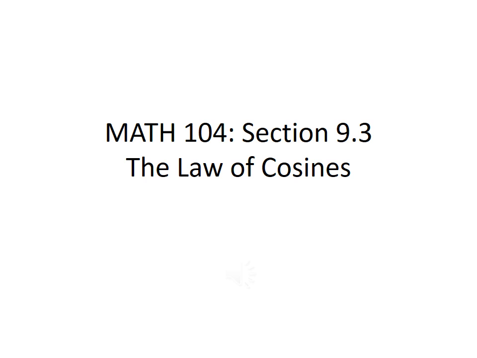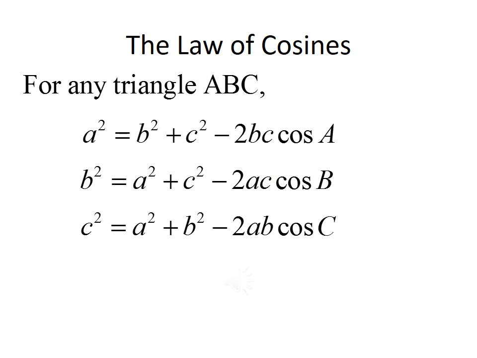In this lecture, we're going to talk about solving triangles of the general form using the law of cosines. The law of cosines is as follows. For any triangle ABC, the following equations hold. a squared equals b squared plus c squared minus 2bc times the cosine of A. b squared equals a squared plus c squared minus 2ac times the cosine of B. And c squared equals a squared plus b squared minus 2ab times the cosine of C.